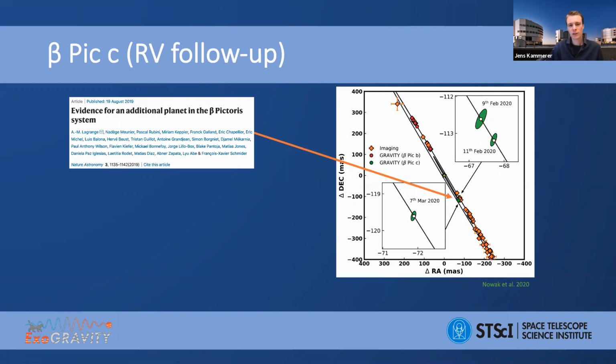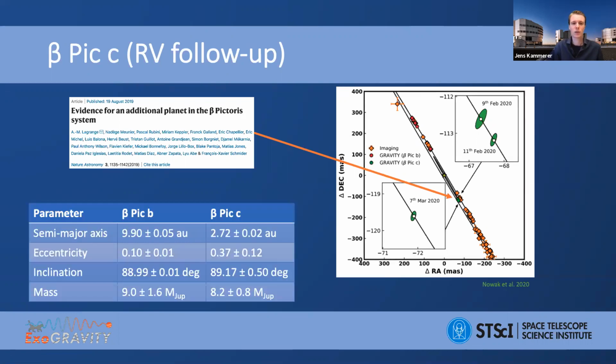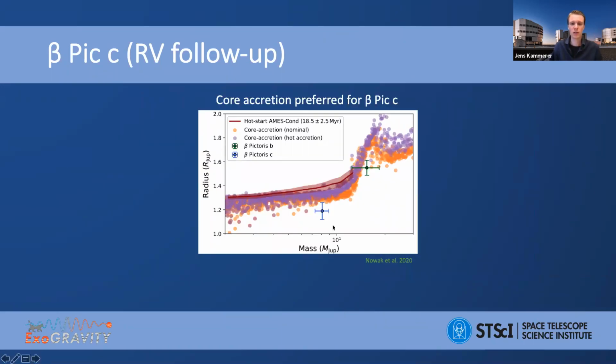And moreover, this is also giving us more clues about the formation of these objects, because from radial velocity we get a very precise mass estimate of the planets. And from the direct observations with GRAVITY, we get very precise measurements of the flux and therefore also the radius of the planets. So we can put them into this plot here, Beta Pictoris b and c in the mass versus radius plot. And we can also put our predictions from different formation models into this plot.